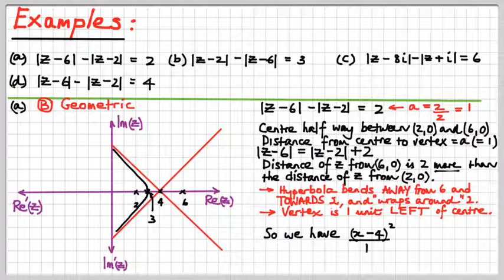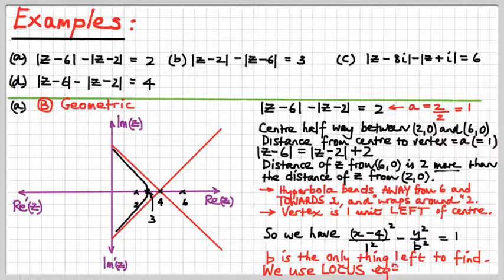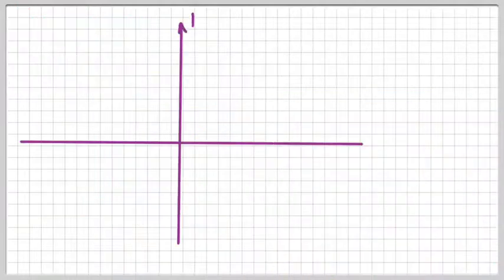Right, now, we have this form of our hyperbola, and the only thing we haven't got is the B term, which we're now going to do a bit of geometry, including a Pythagorean magic trick, to get the B for you and me, okay? Now you watch how we do this. It's rather beautiful. So B is the only thing we don't know about this hyperbola, the only thing left to find, okay? Now, we use the locus equation and some Pythagorean magic to get this. Okay, over the page we go.